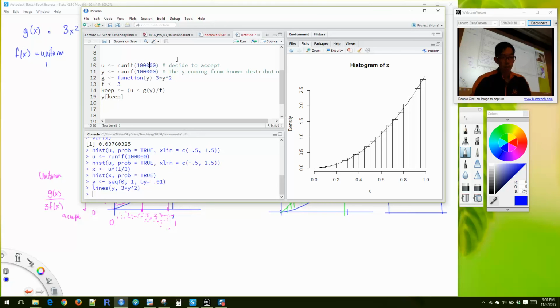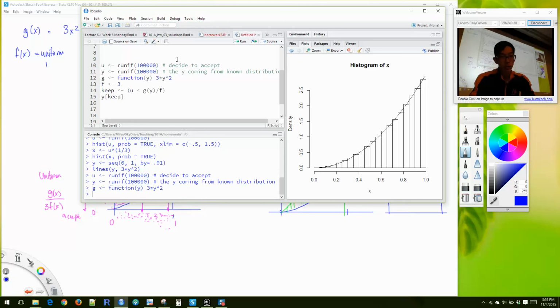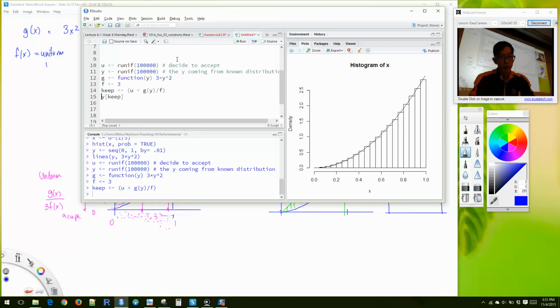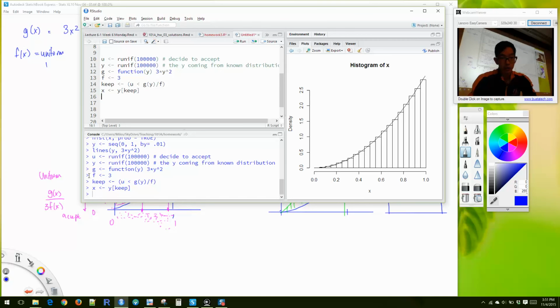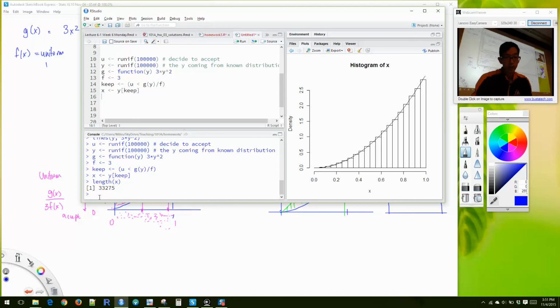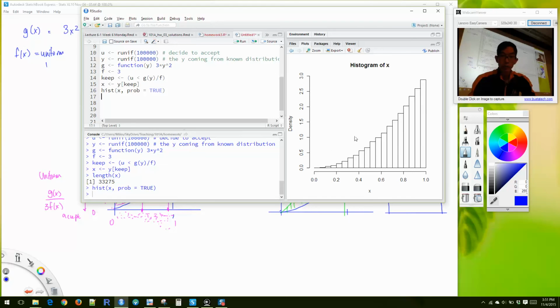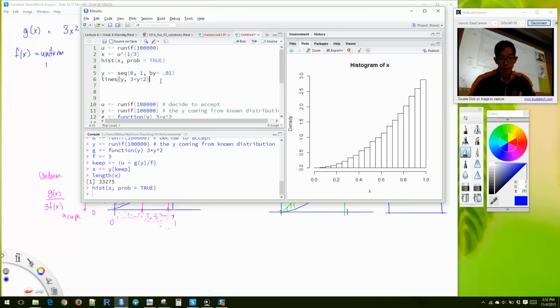Okay? So I'm going to run, run, run. We do that. Okay? And so let's just look at our x, length of x. Okay, so even though we generated 100,000, we kept only about 33,000 of these, because we're throwing away quite a bit. So we can create a histogram of x just to see. Okay, it looks good, right? Our histogram looks good. So these are the x's that we got using the acceptance rejection method.